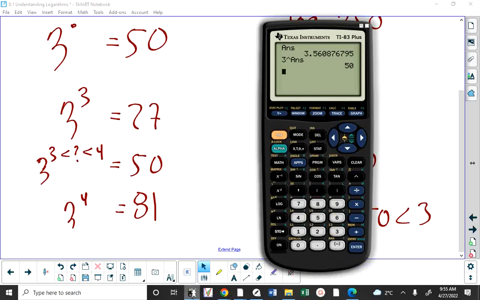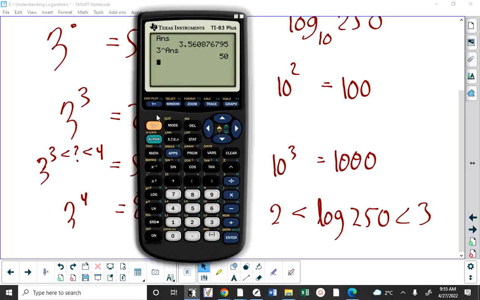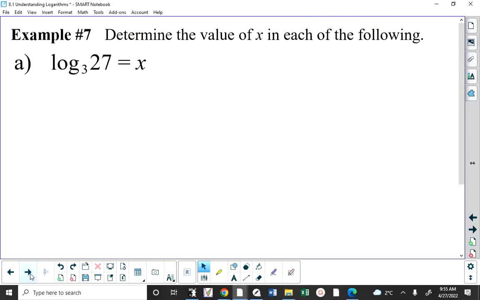Of course, we can check this on our calculator easily because we have a log base 10 button. It's called log. Log of 250 is about 2.4. But that's not the point of the question. The point is to wedge log of 250 between two whole numbers. And finally, the next example, which is a whole series of different questions.